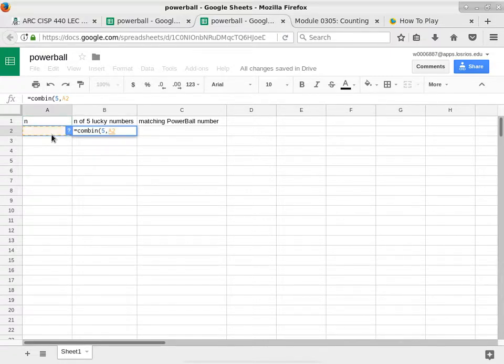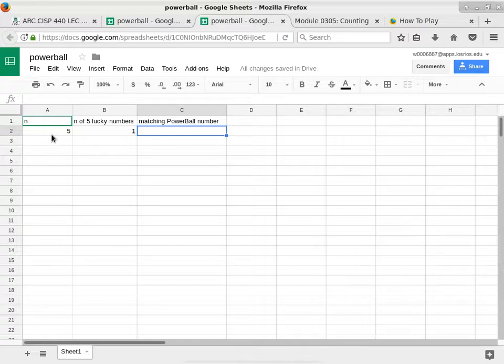So this is COMBIN, the combination of 5 things, and we are choosing exactly 5 out of 5. A2, the cell A2, is 5. And it tells me there's exactly one way to do it. Does that make sense to you? It does? Okay.